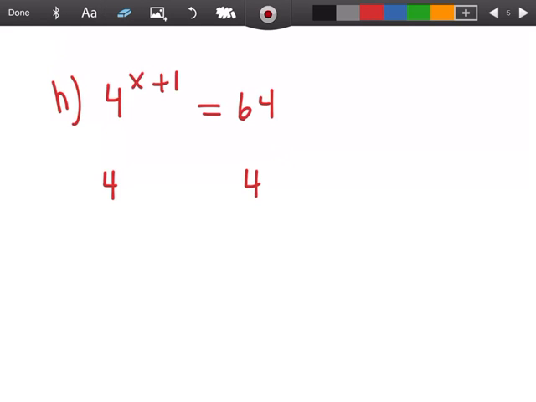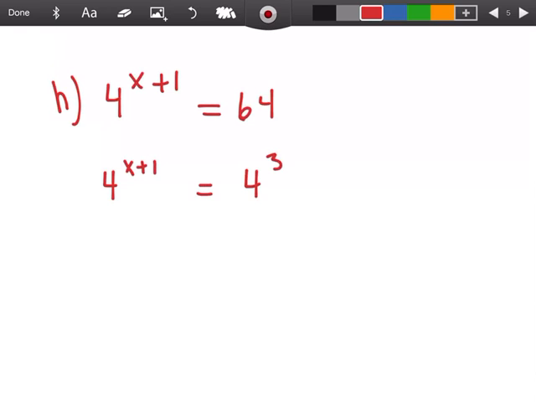Now let's get to the ones that get a little trickier. Let's go to H. 4 to the x plus 1 power is equal to 64. Okay, so now the common base, we could go to 2, but 4 times 4 is 16, times 4 is 64. You could stay in base 4, because that's 4 to the third power. You could have stayed at 4, or you could have gone down to 2.